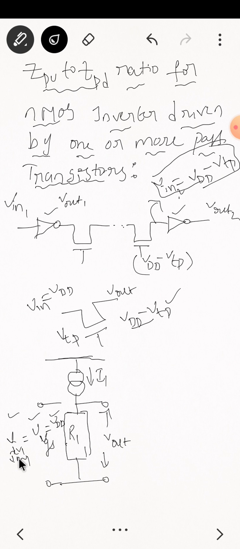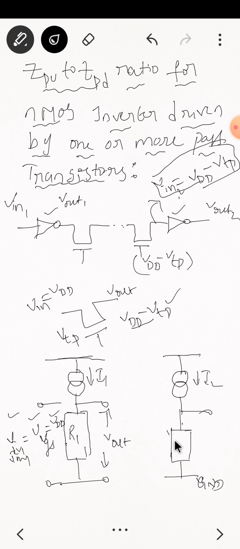V inverter 1 is equal to VGS, which is equal to VDD. Okay, now the equivalent model for the second inverter is also the same. It has the current source I2 for the pull up transistor. Next, the enhancement mode pull down transistor I am taking as R2 to ground. The voltage drop across this one I am taking as V out 2.